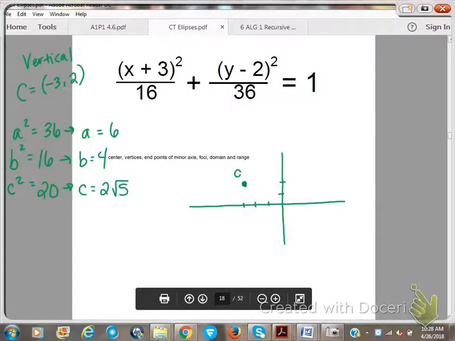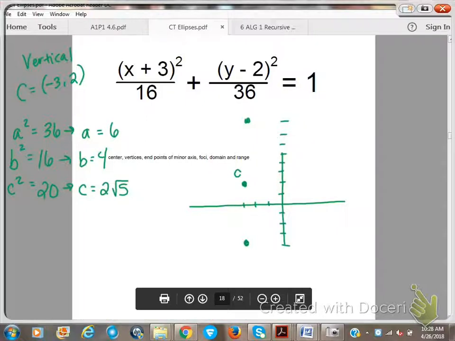I'm going to find my pen. Found it. So we've got 1, 2, 3, 4, 5, 6. And then 1, 2, 3, 4, 5, 6. Good.